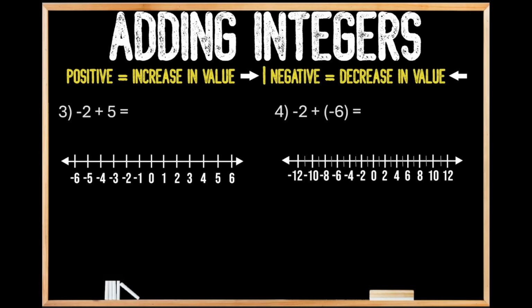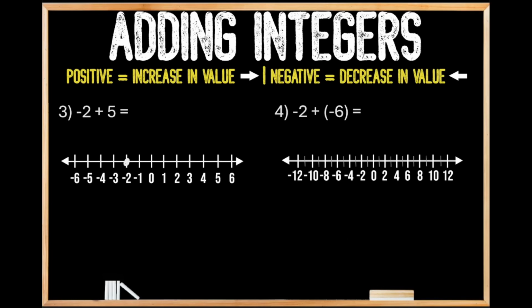So now let's try a couple more problems here to make sure we have this down. So for question 3, we have -2 plus 5. So since we're adding a positive integer, it means that we're increasing in value. So that means that we're going to be moving to the right on our number line.